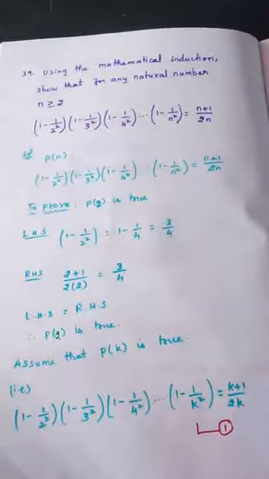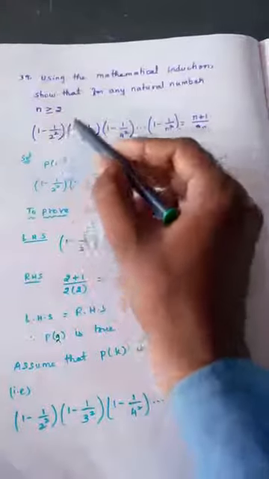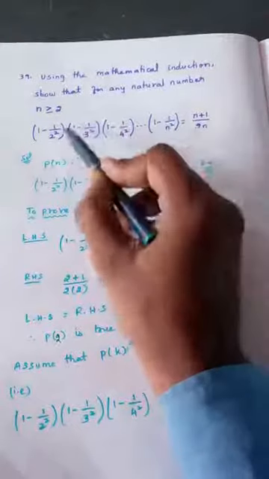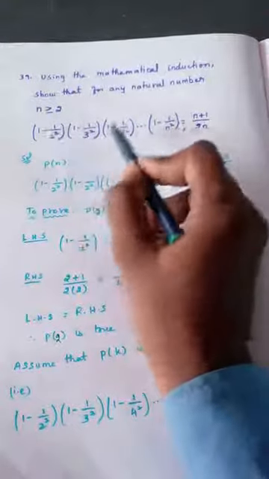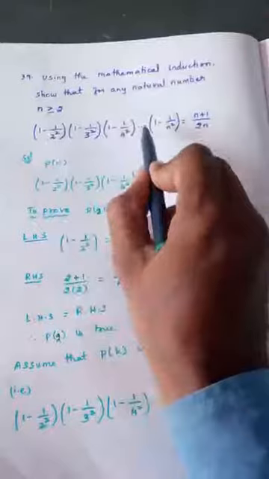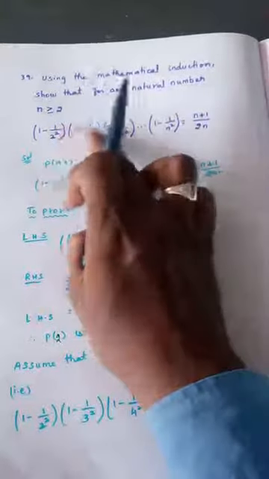Now if you see the previous sums and this sum, you should understand a difference here. In the previous problems, between each and every term plus symbol was there, right? But here it is multiplication, dot. So bracket means multiplication.